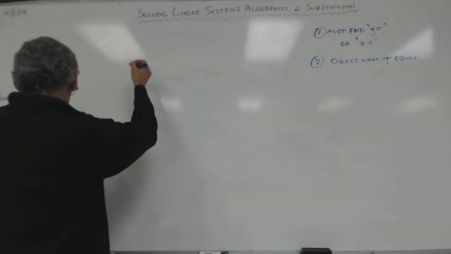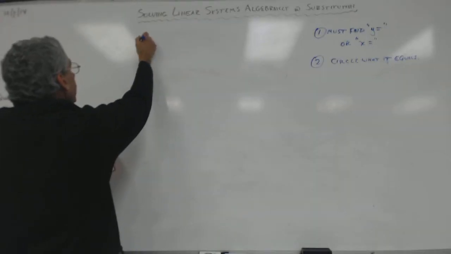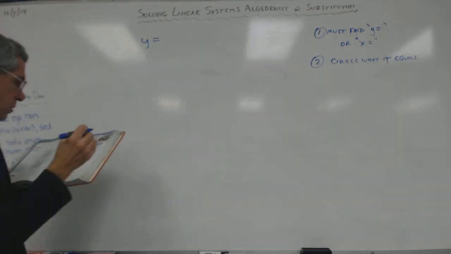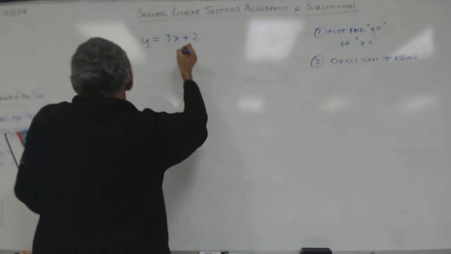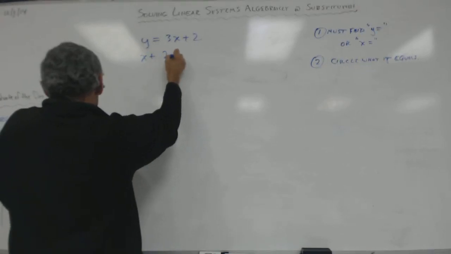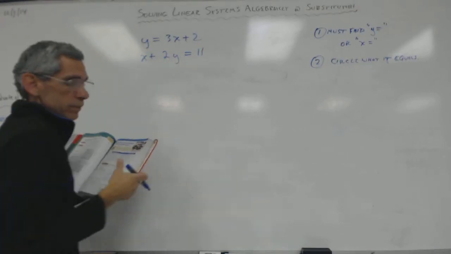All right, I really have one minute. That's literally all I have. So I'm going to do this quickly. We're doing a second one really fast. Write it down. Okay, y is equal to 3x plus 2 and x plus 2y equals 11.